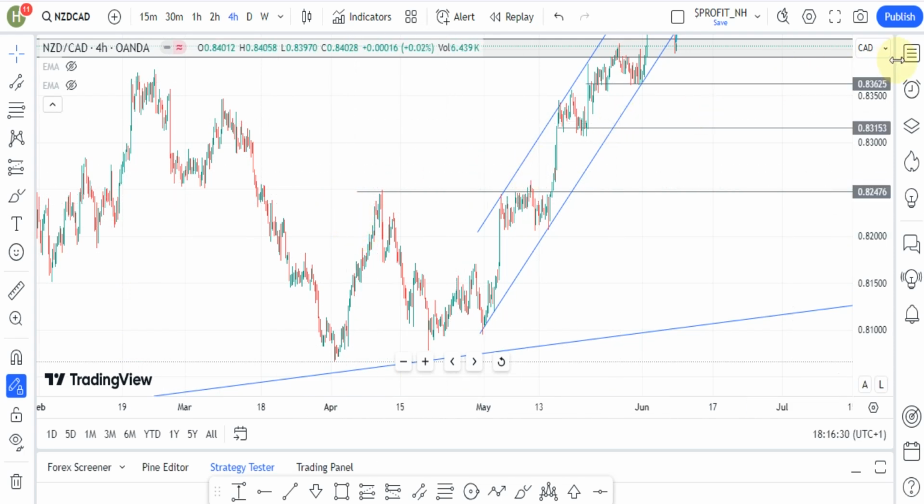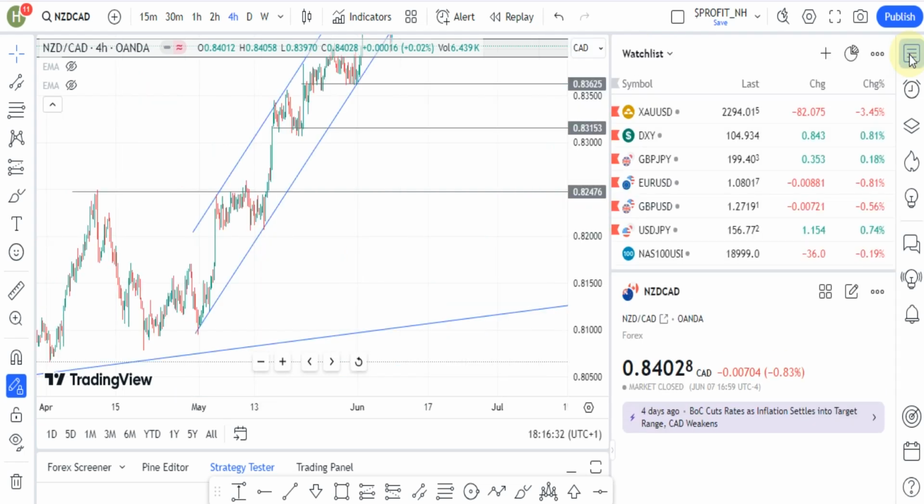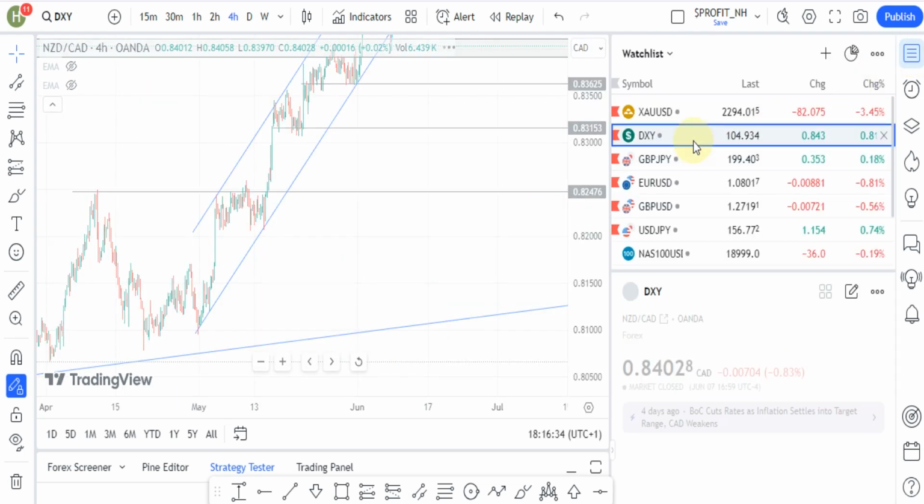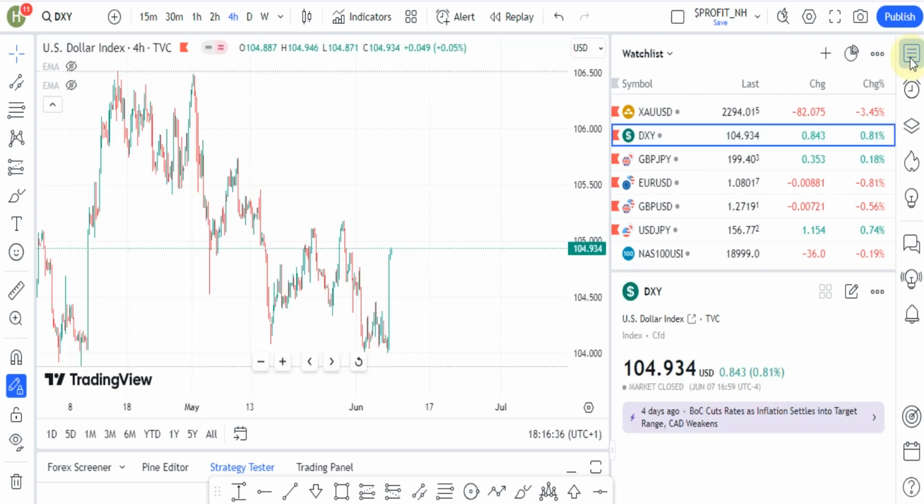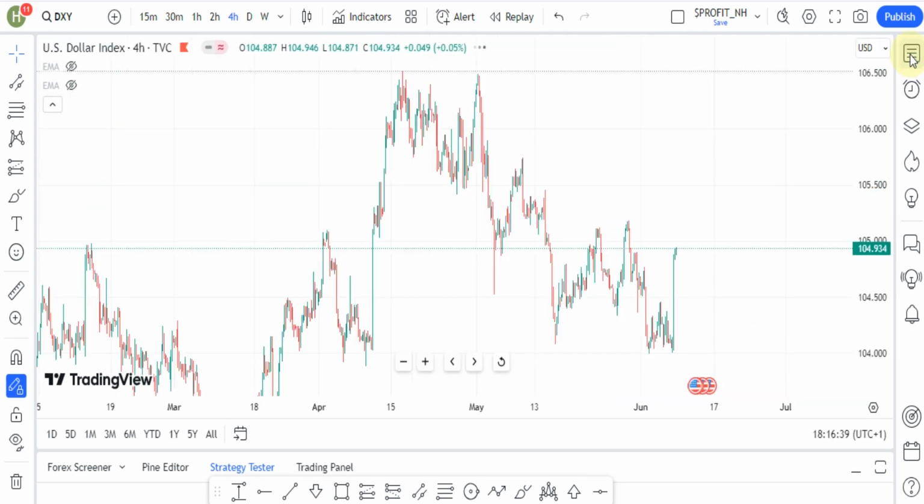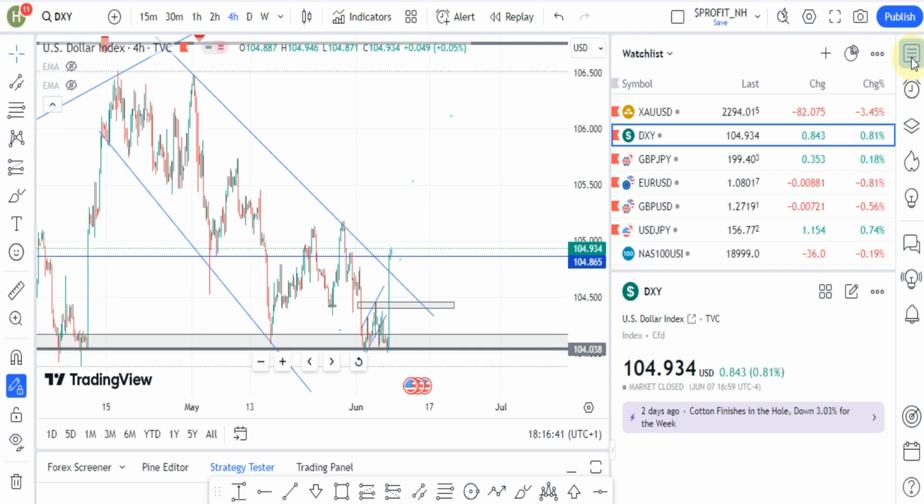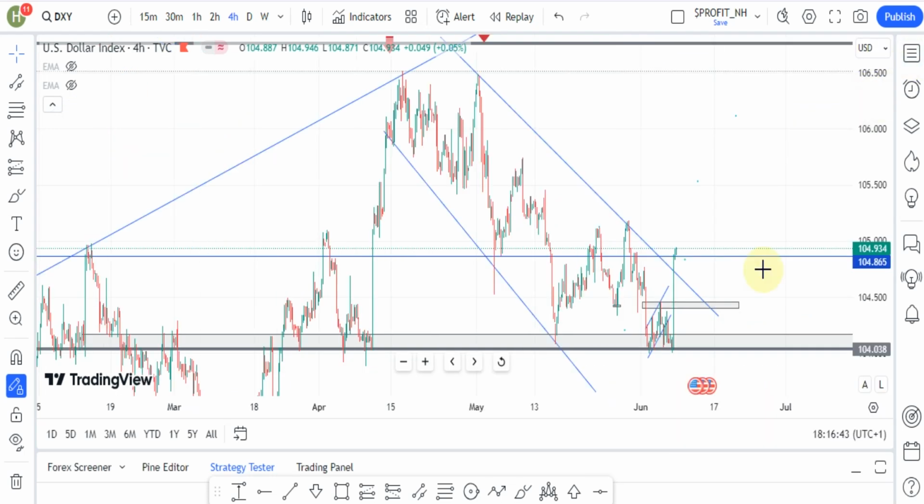I want to go to the DXY dollar index and look at what the dollar index is doing. Then we look at gold. Then after that, we wait for the market to open, and we see if we can find the best entry.